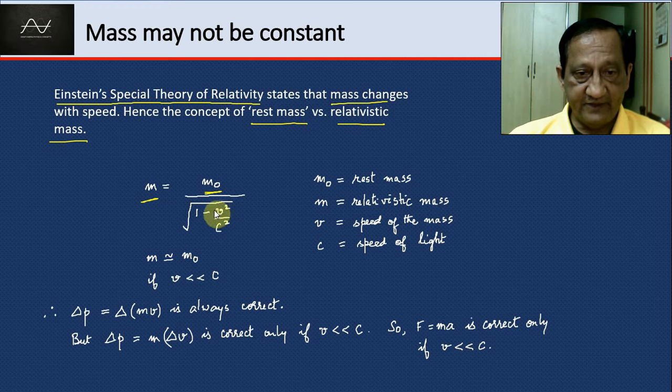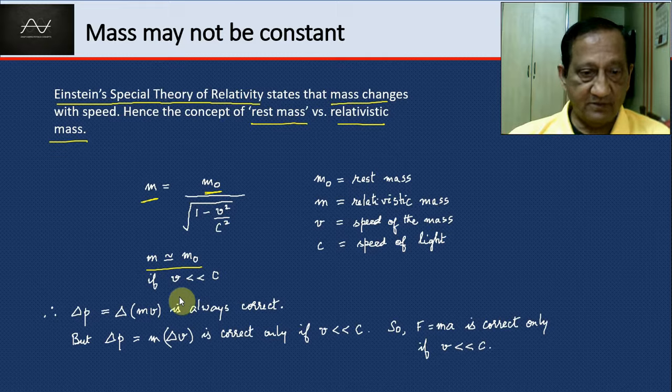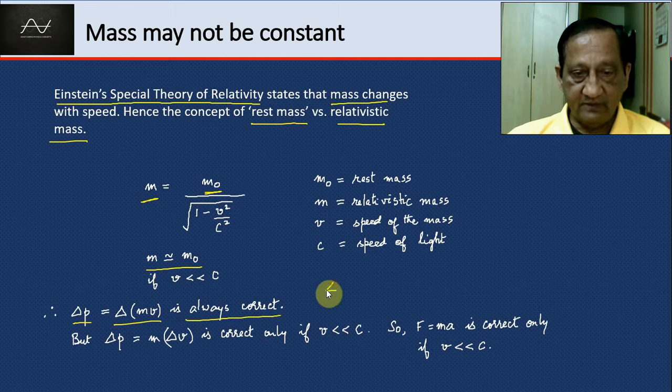If v is very small compared to c, then v square by c square becomes a very small number compared to 1. We can ignore it, and then mass is equal to m0. No difference between relativistic mass and rest mass. Then mass is constant. So delta P is delta mv, and that is always correct. So delta P is m delta v plus v delta m. That is always correct.